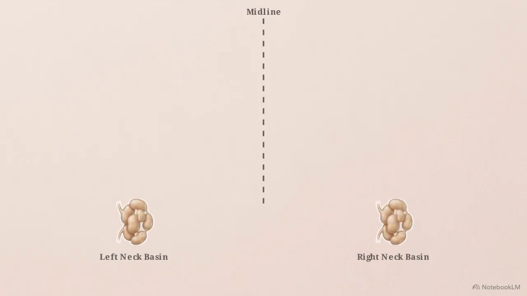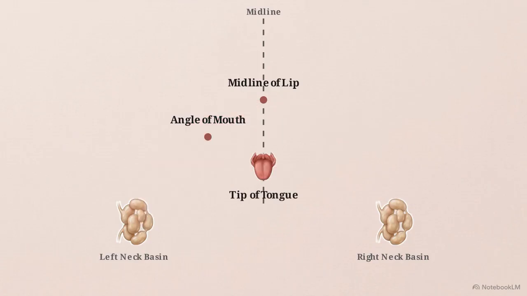Location also dictates lymphatic surveillance. Tumors positioned at the angle of the mouth, crossing the midline of the lip, at the tip of the tongue, or on the soft palate, exhibit high rates of contralateral lymphatic drainage, mandating bilateral neck evaluation.